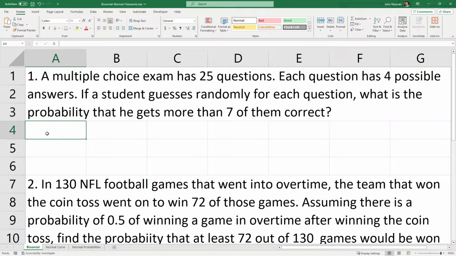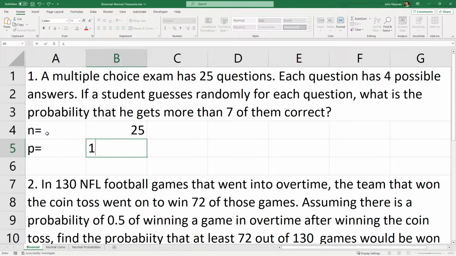We have a multiple choice exam. It has 25 questions, and each question has 4 possible answers. Immediately, you should think, oh, wait, this is a binomial probability, and n here is equal to 25, and p is equal to 0.25, or 1/4. So I get that directly from the stem of the problem.